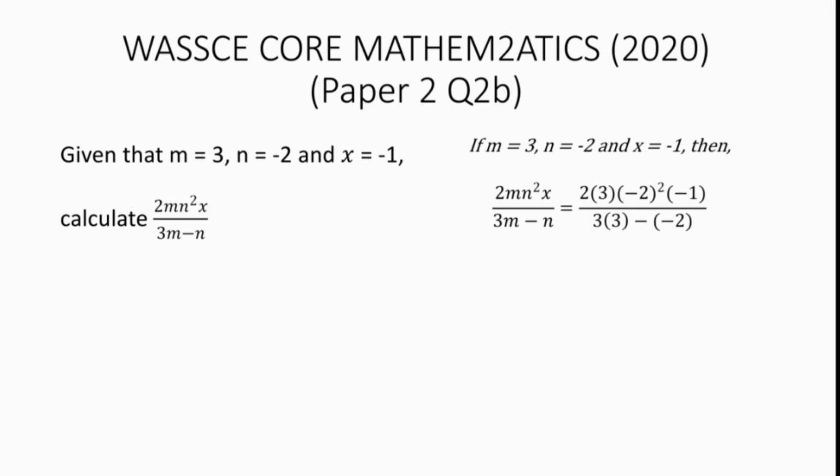So simplifying this will give us 2 times 3 is 6, times minus 2 squared which is 4, and then times minus 1 for the numerator. And for the denominator we have 3 times 3 giving us 9, minus minus 2 gives us plus 2, which will now give us minus 24 over 11, which is an improper fraction and can be converted to a mixed fraction, which is minus 2 whole number 2 over 11.